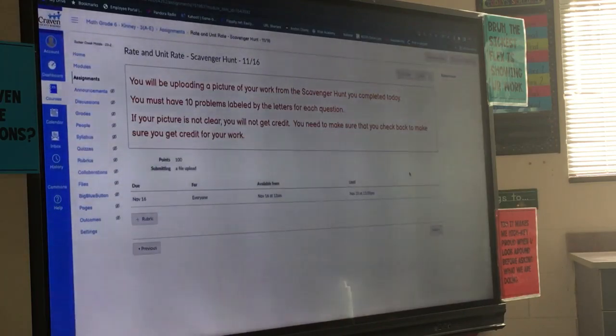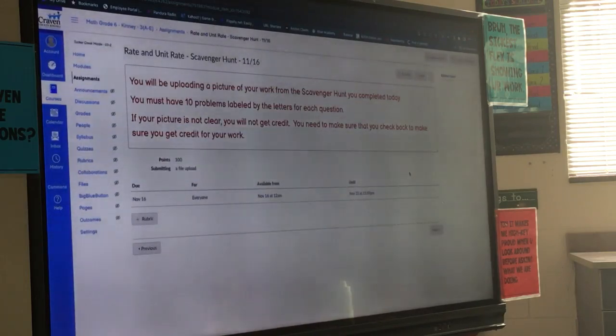There have been quite a few of us that have not received credit because our pictures are not clear. And we never go back onto Canvas to see what our grade was. And then you keep a 0, which you shouldn't be keeping because you did the work. You just didn't take a clear picture.